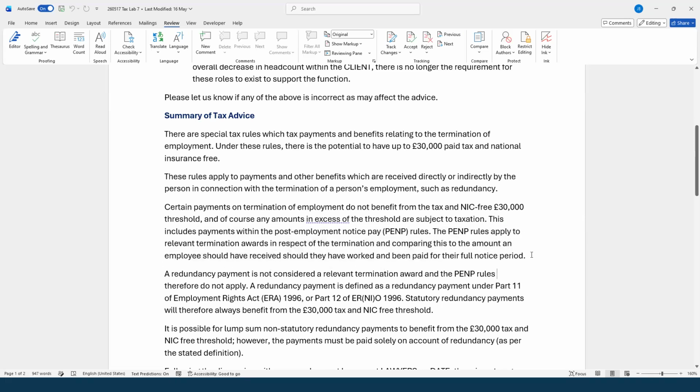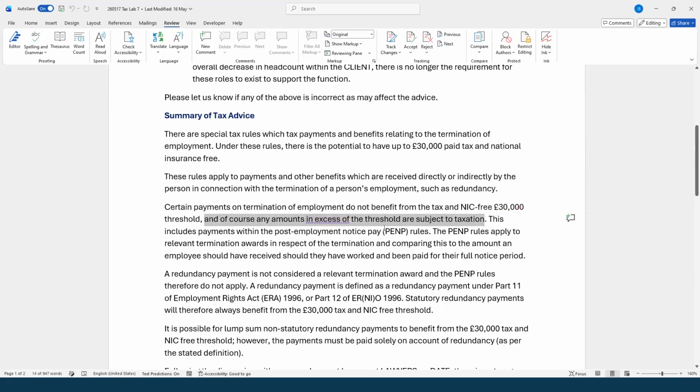Okay, so I would say at a glance though now, and we'll see what changes were made at review stage, I think some of this is unnecessary. First bit says there's a potential to have £30,000 paid tax and NI free. This bit basically says the same thing in different words, so it's repetition, I would say. And secondly, any amount in excess of the threshold is subject to taxation.